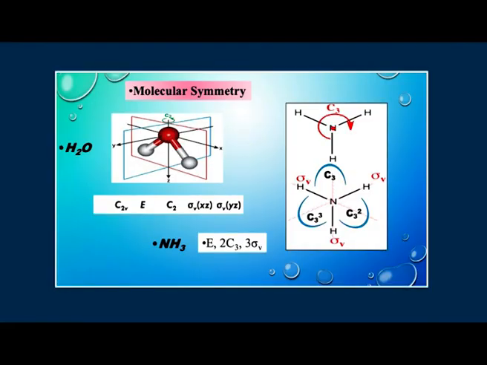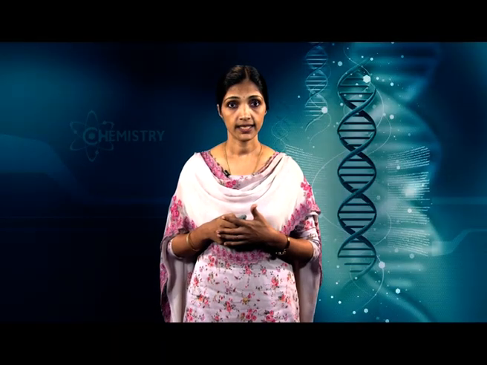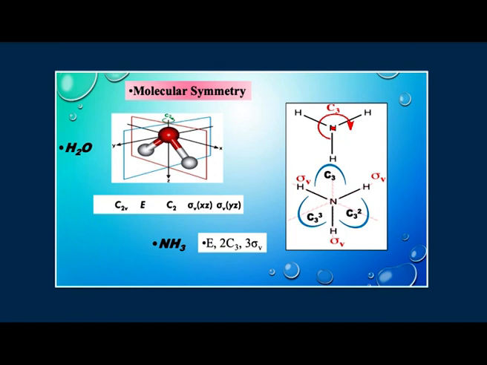These 4 operations are grouped and named as a C2V point group. The C2V point group contains 4 elements, that is E, C2, sigma V XZ and sigma V YZ. Coming to ammonia, it contains identity, 2 C3s and also 3 sigma V's in its point group, that is altogether 6 elements of symmetry.